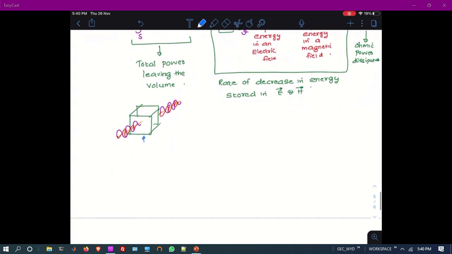And you say this expression, let us say P is equal to E cross H, is called as the Poynting vector. Since it is a cross product, the direction is perpendicular to both E and H, which is actually the direction of propagation.